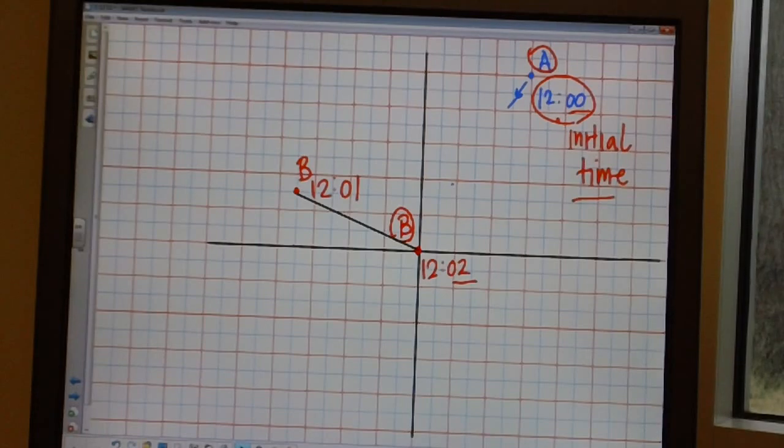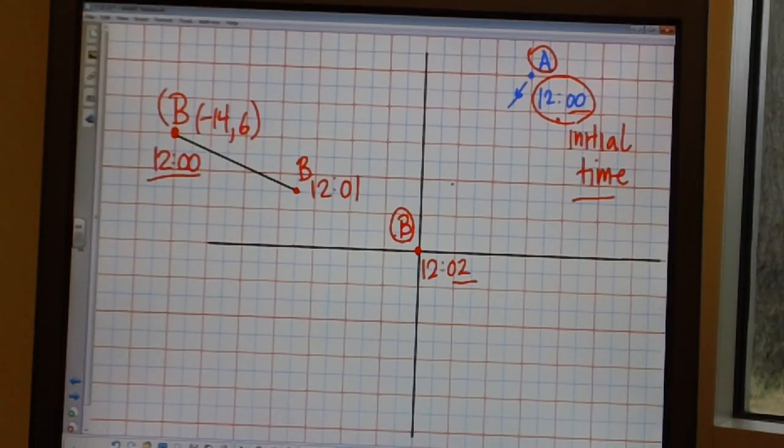To figure out its position at noon, I want to back it up one more time. And at noon, ship B was back here at -14, +6. So again, I use the velocity vector of ship B to back it up to noon. And this is its position at 12 o'clock. So now I have the initial position of both ship B at 12 o'clock and also ship A at 12 o'clock. And from there, I can make my vector equations.